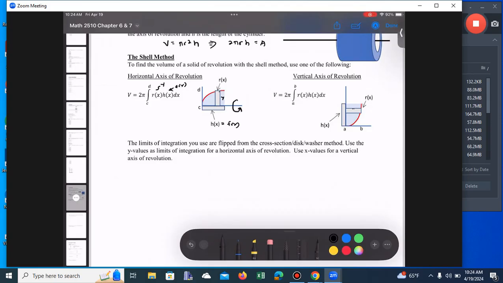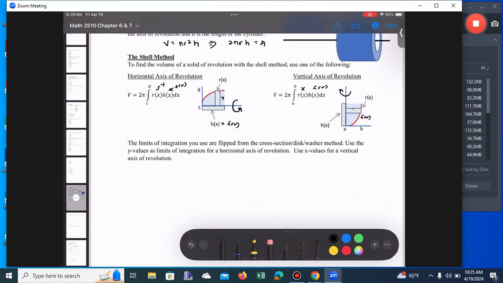For the vertical axis rotation, here we're going around the y-axis. Our height goes from the x-axis to the function, and so it's just going to be the regular f of x. And our radius goes from the y-axis to the function, and that's just going to be x.